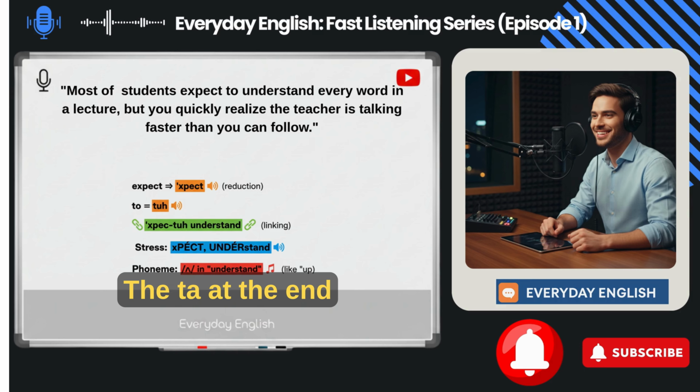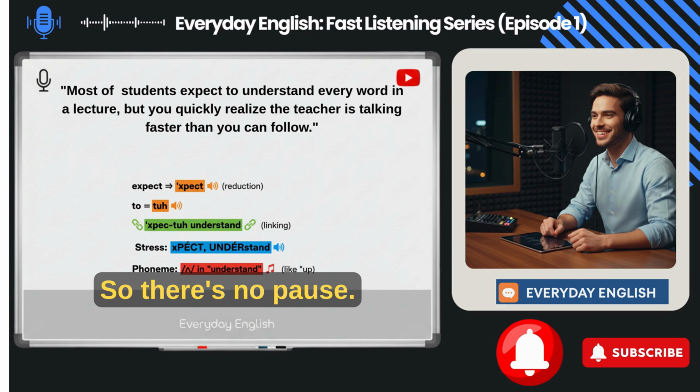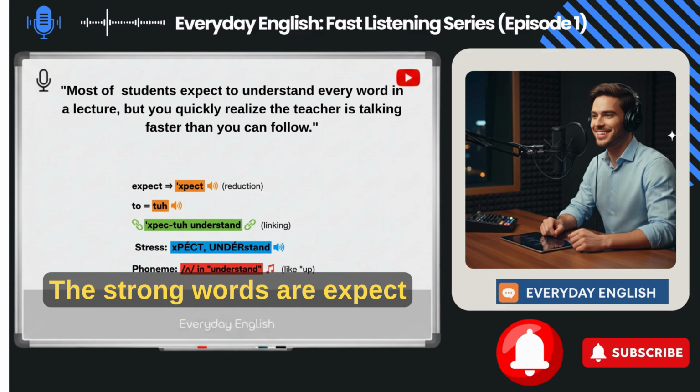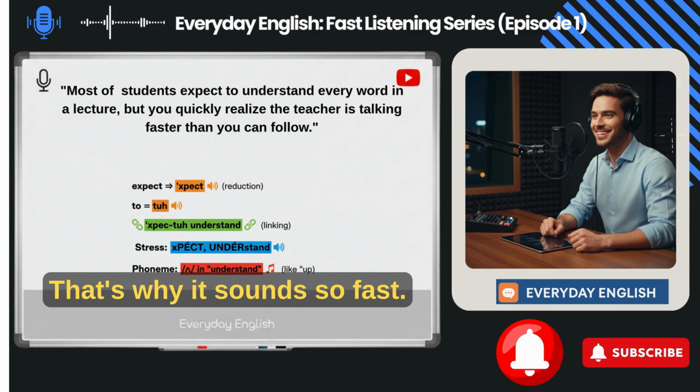The t at the end of expect joins with t. So there's no pause. It flows smoothly as expect to understand. Notice the stress pattern. The strong words are expect and understand, while to is weak and reduced. That's why it sounds so fast.